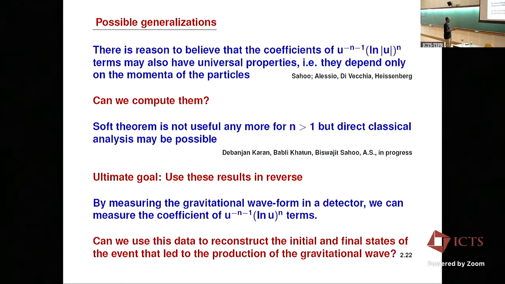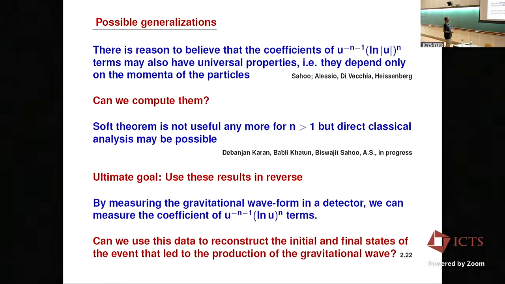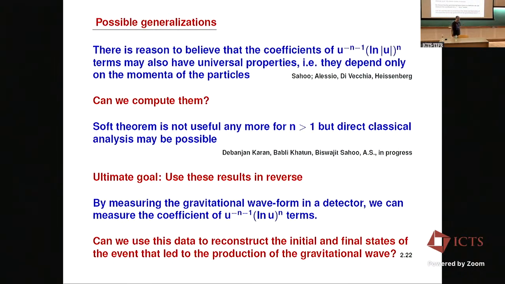And finally, let me just say possible generalization. And this I have already discussed earlier, that there is reason to believe that the coefficient of u to the minus n minus 1 log u to the n, these terms may also have universal properties, in the sense that they also depend only on the initial and final momenta of matter. Matter here means hard gravitons also, right? If there is a hard gravitational wave emitted, it also could depend on those.